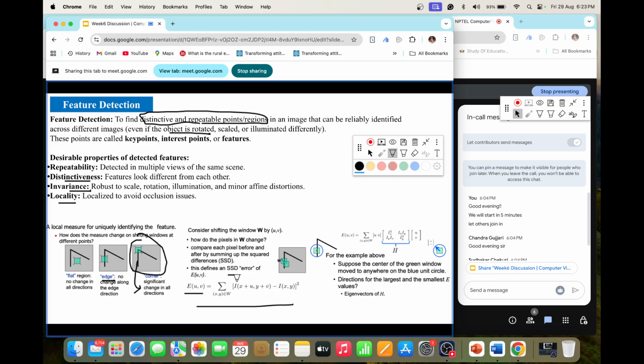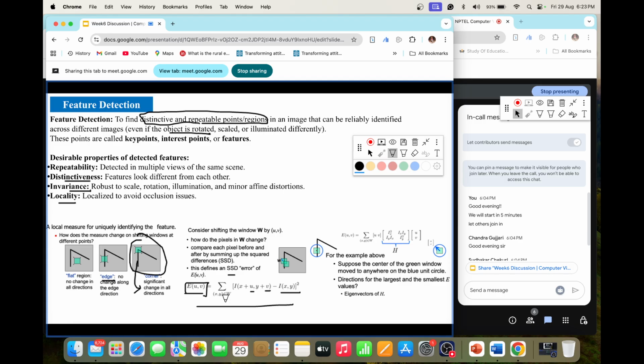Okay, along u is significant change along the x direction, and v is significant change along the y direction. So if we compute the sum of squared error, that means the intensity at the new point, that is x plus u and y plus v, and the intensity at the old point, that is x, y. So this squared error can be calculated like this, that is sigma over x, y.